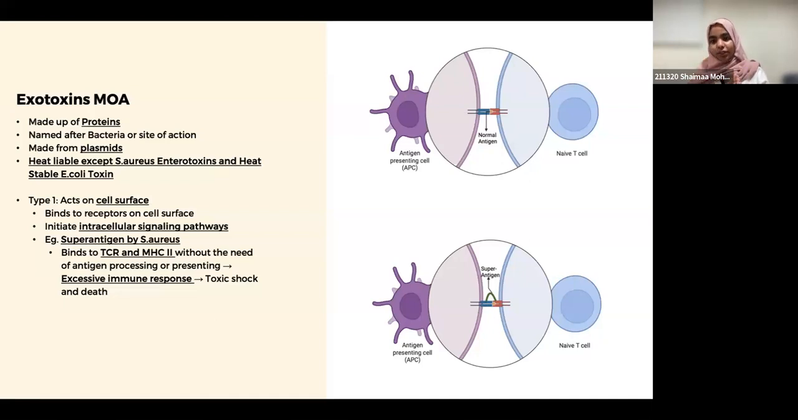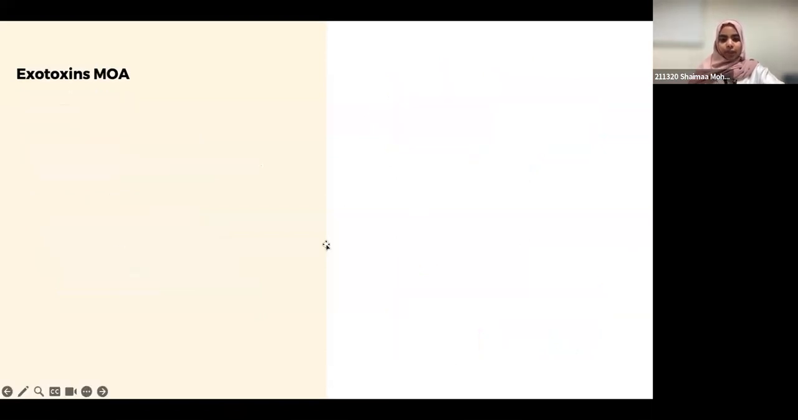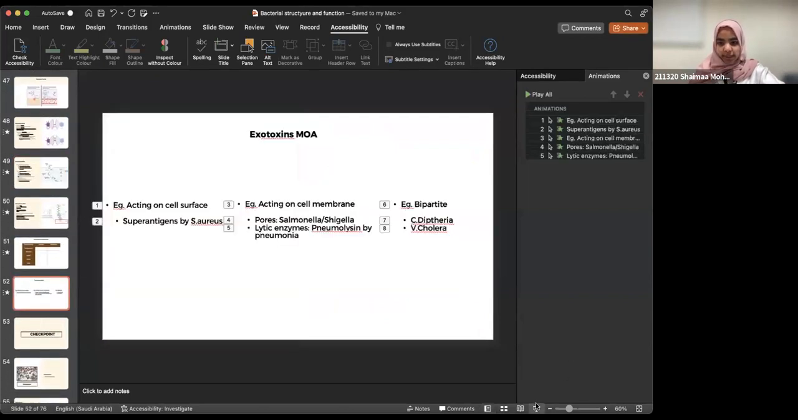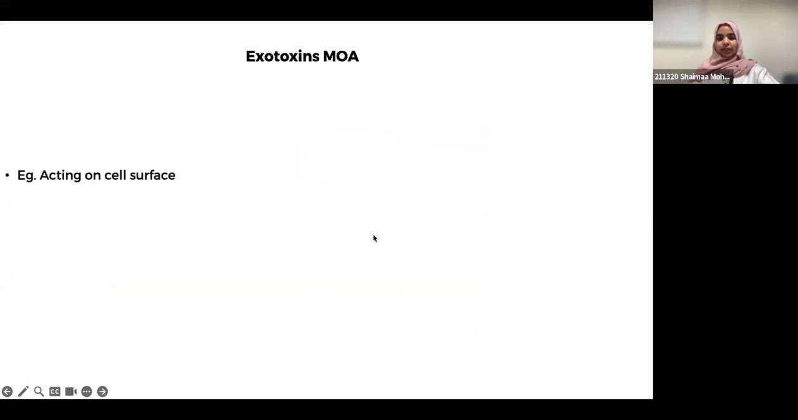Plus, super antigens, although it's not mentioned here, are one of the methods through which autoimmunity can form. Autoimmune means the immune system attacks the body, right? Because the T cells that are divided by the super antigen are not specific to anything, they can also attack the body. Okay, so let's go here. The first mechanism we said acts on cell surface. An example of that, we just mentioned, is Staph aureus super antigen. Perfect.